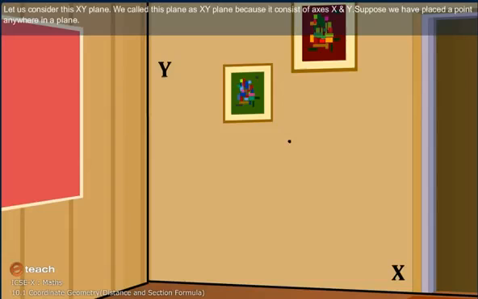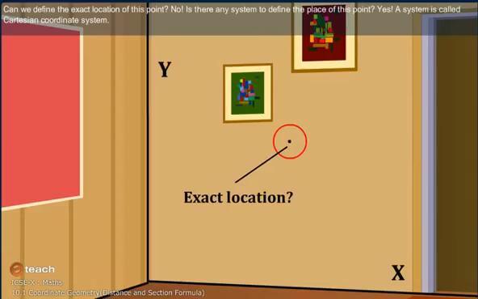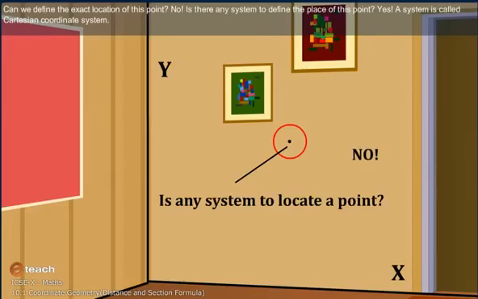Suppose we have placed a point anywhere on a plane. Can we define the exact location of this point? No. Is there any system to define the place of this point? Yes. A system is called Cartesian coordinate system.